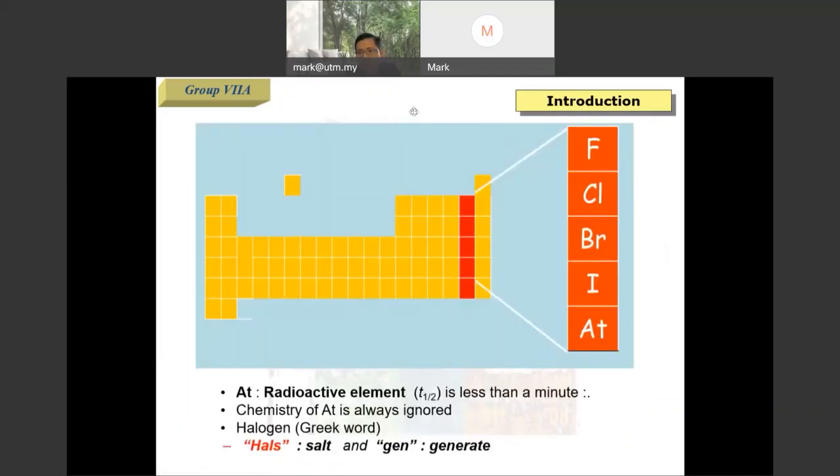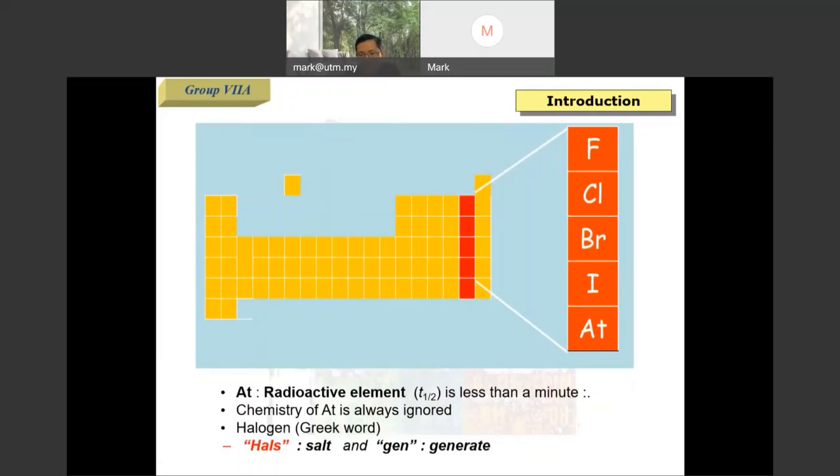So as we see here, from the top you have fluorine, chlorine, bromine, iodine, and astatine. Most of the time, we do not discuss much on astatine because it's a radioactive element, and the half-life is less than a minute.